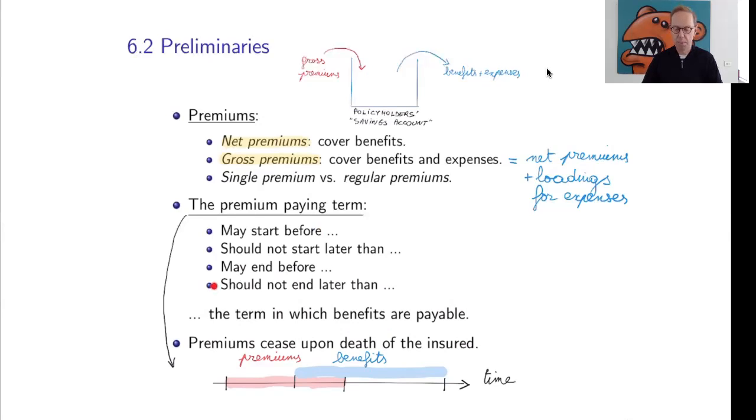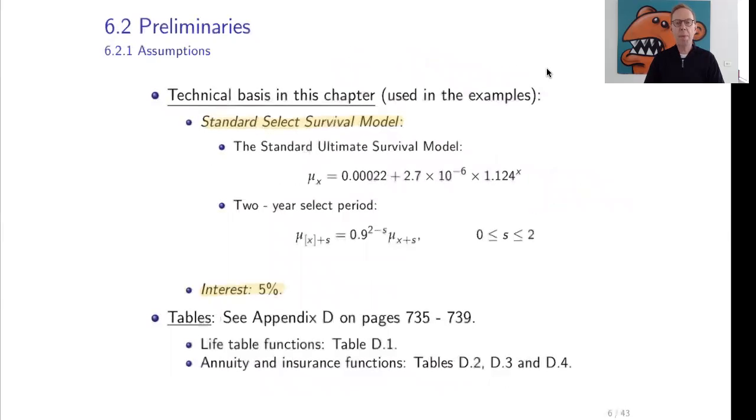premium paying term. Okay. We will make some assumptions in this section and in this chapter. The technical basis in this chapter, which will be used in the many examples that we will consider, will be the standard select survival model that we have seen before in the previous chapter. There is a standard ultimate survival model, which is a Makeham law, and there is a 2-year selection period. The forces of mortality are adapted in the first 2 years after selection, but the selection effect cancels out, we assume here, after 2 years. And we will also work with an interest rate of 5% in the examples.